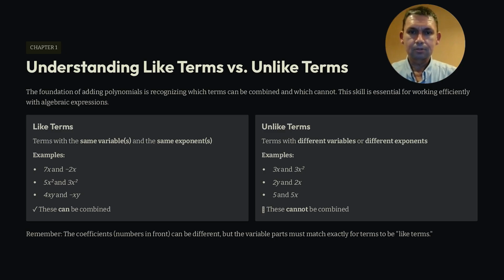This step is absolutely essential, knowing the difference between like terms and unlike terms. Like terms have the same variable raised to the same power. For example, 7x and negative 2x, 5x squared and 3x squared, 4xy and negative xy. These terms can be combined. Unlike terms, on the other hand, have different variables or different exponents, and they must stay separate. Examples include 3x and 3x squared, 2y and 2x, 5 and 5x. A good rule to remember is this. If the variable part does not match exactly, you do not combine the terms.